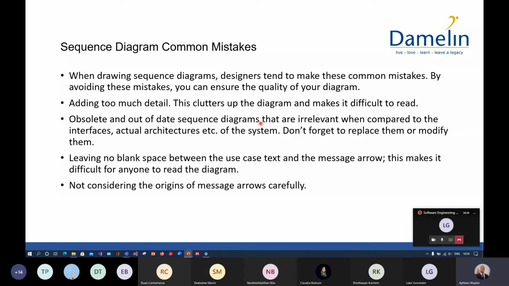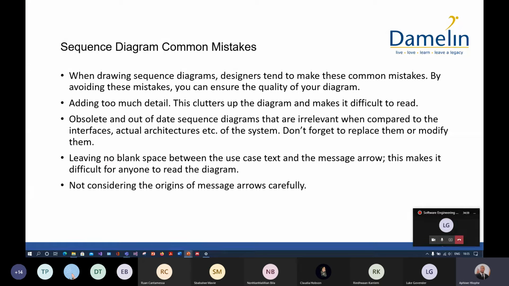Another mistake is obsolete and out-of-date system sequence diagrams that are irrelevant when compared to the interfaces and actual architecture of the system. Don't forget to replace them or modify them. Certain notation on the system sequence diagram is no longer in use, so you need to make sure that you are familiar with the latest UML specifications for system sequence diagrams.